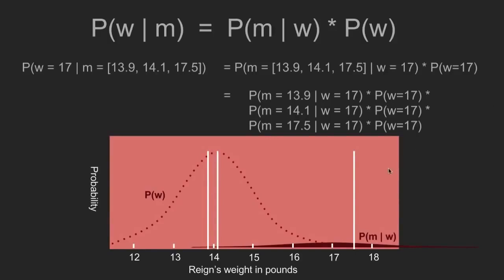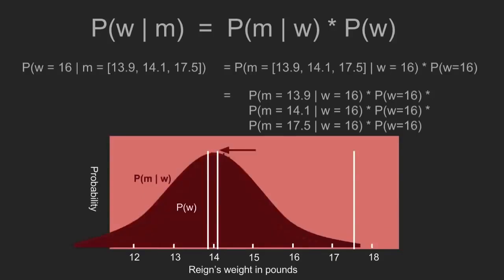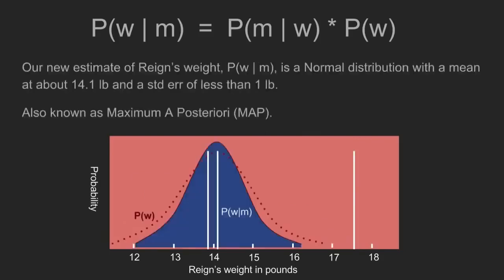So now we have something small times something very small times something very small. So we get a very small result probability that she actually weighs 17 pounds. And now we repeat this process at 16.5 pounds and 16 pounds and 15.5 pounds and 15 pounds all the way through. And then by the time we're done, we tally up all of those and we get this new posterior distribution. It's normally distributed at about 14.1 pounds, and it has a standard error of less than a pound. You'll notice it's even narrower than our original prior. So we've taken our original belief and we've been able to sharpen it up just a bit.